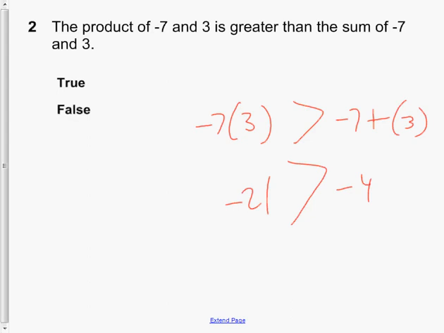Is -21 greater than -4? No, it's not. -21 is a bigger number, but it's definitely not greater, because when we talk about the magnitude or the size of a negative number, the larger the number is, the less magnitude it has. So -21 is smaller than -4.